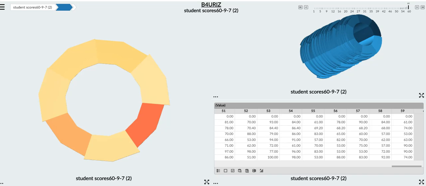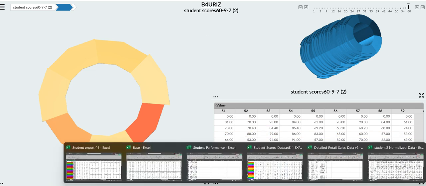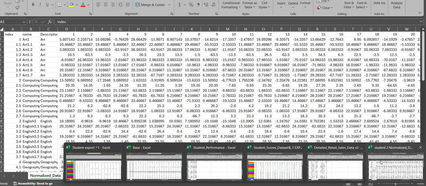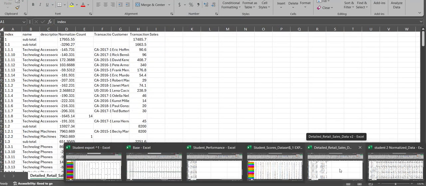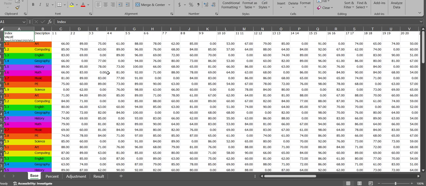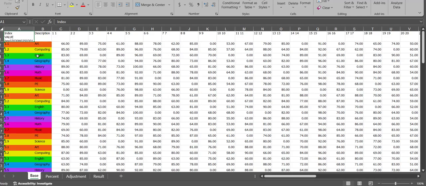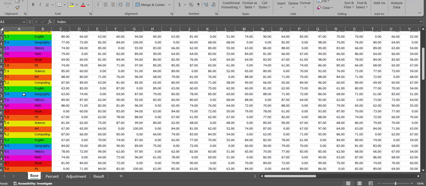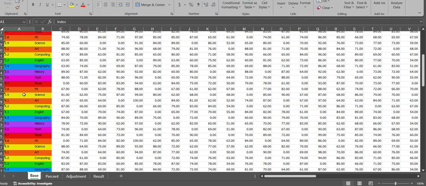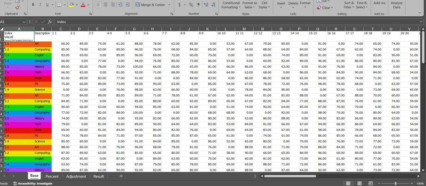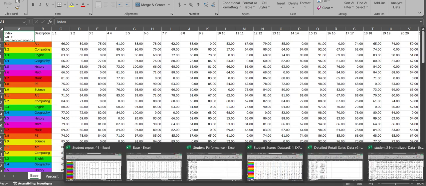Today we are looking at student score data, and essentially the structure of the data is consistent throughout. There are 60 students across 9 subjects by 7 assignments. There are 2 versions of this data, student body group 1 and student body group 2.